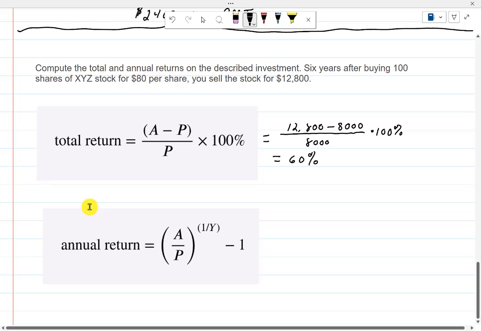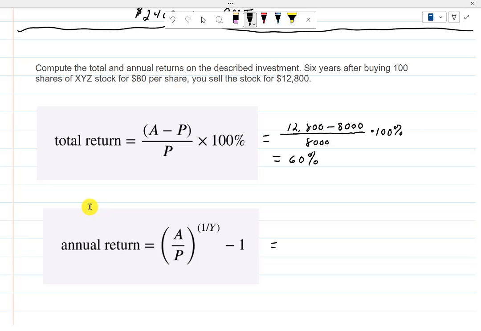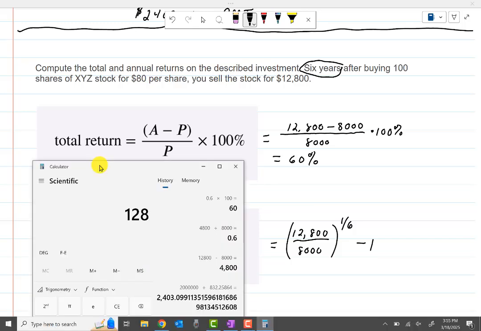And then the annual return. So my A was 12,800 divided by the amount that I put in originally, 8,000. That will be raised to the 1 divided by, how many years did we do this for? 6 years. There we are. So 1/6 minus 1. 12,800 divided by 8,000. Enter.